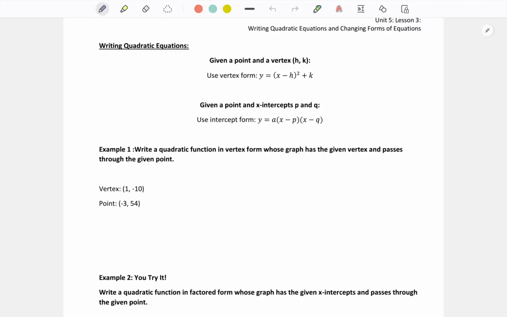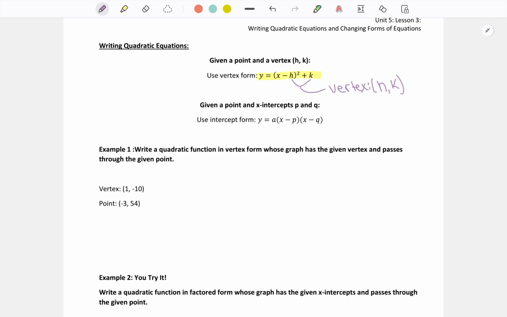So for this lesson, we will be starting from both vertex and intercept form for the most part. So vertex form is y equals a times (x minus h) squared plus k. Remember, h and k both are your vertex. So h is that x coordinate and k is the y coordinate.